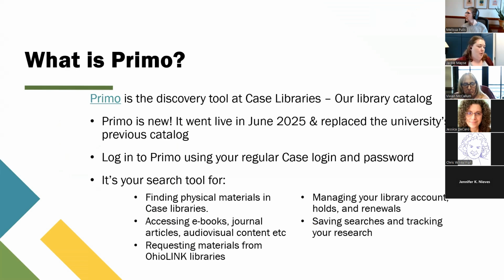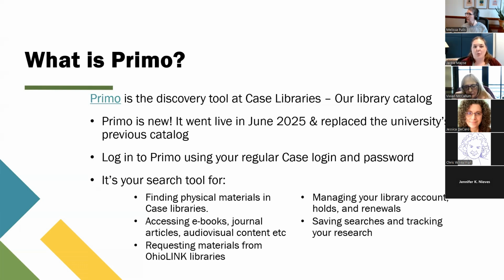So what is Primo? Primo is the discovery tool at CASE Libraries. That is a fancy way of saying it is our library catalog. And Primo is new. It went live in June 2025, and it replaced the university's previous catalog system. So with it being new, we are still discovering things that are working well and some things that are not working well. So if you are ever in Primo and you see something that is not working for you, contact us and let us know, because we're trying to improve it and get it fully working the best it can be.